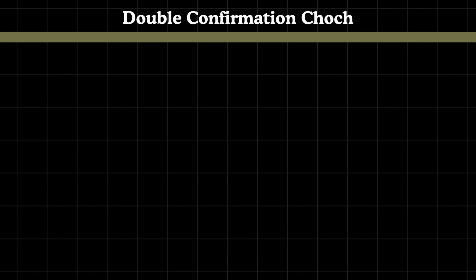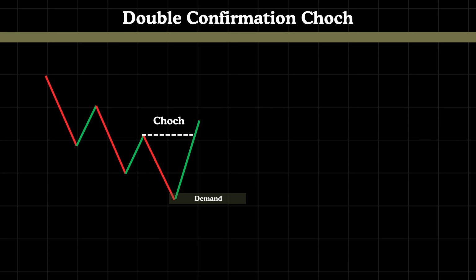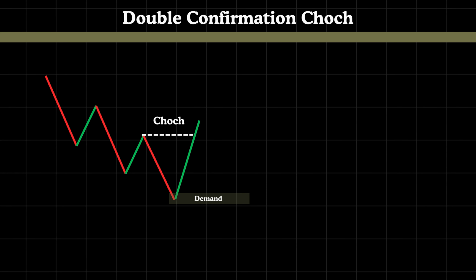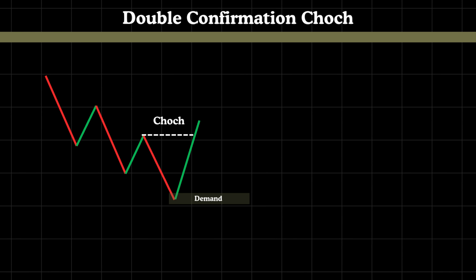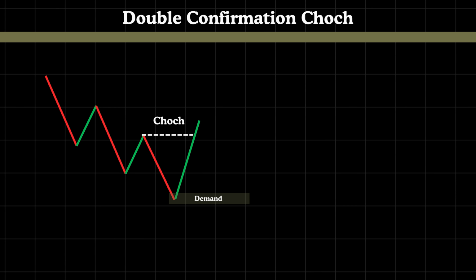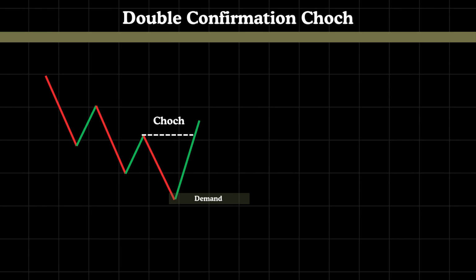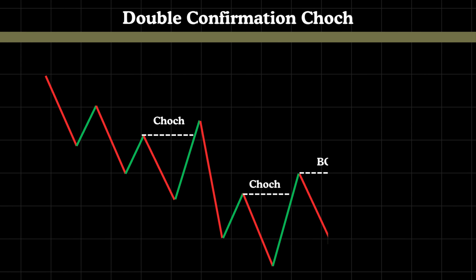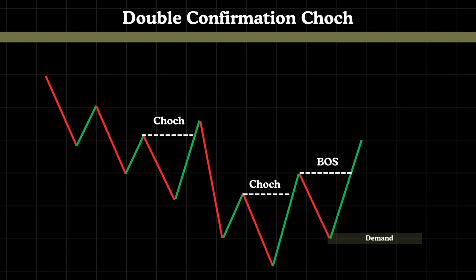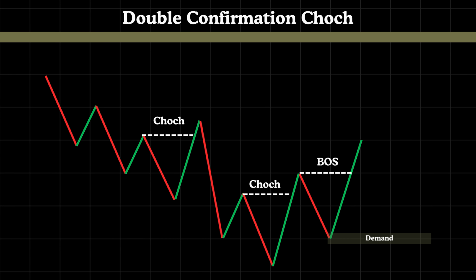Now, we don't just jump in at this point. Double confirmation equals CHOCH plus break of structure, BOS. For a stronger confirmation, we wait for CHOCH, the initial reversal signal, then BOS, where price breaks the newly formed high, continuing the bullish structure. Then we look for price to retest the demand zone created after the CHOCH and BOS. This ensures the market is not giving us a false signal.